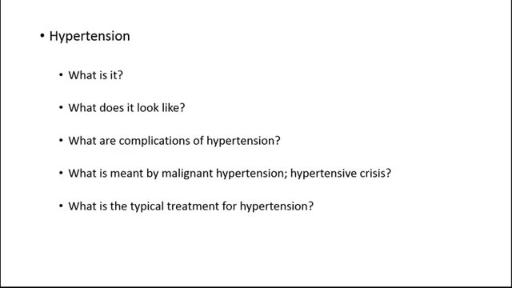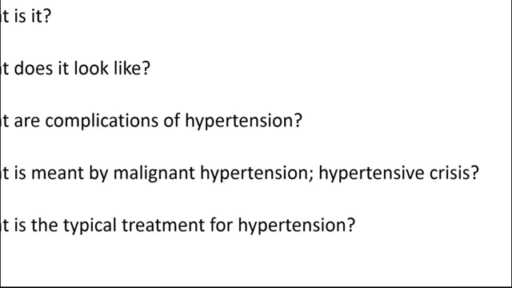So what are the complications of hypertension? Well, like I said, MI, stroke, nephropathy, heart failure is another one, and of course hypertensive crisis. What do we mean by malignant hypertension or hypertensive crisis? Malignant hypertension is a grossly elevated high blood pressure. And of course, the hypertensive crisis is that grossly elevated blood pressure coming in with signs and symptoms that are life-threatening.